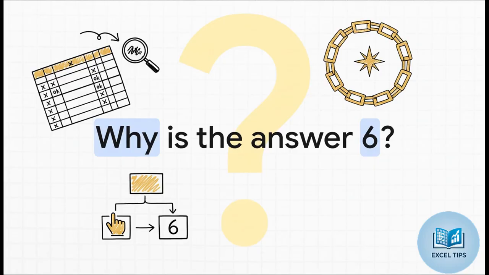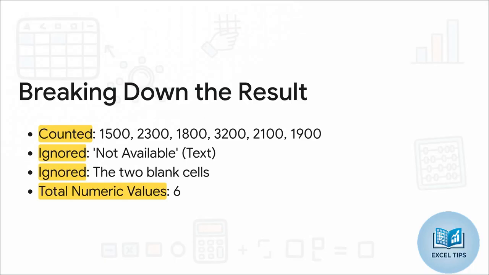So let's break that down. Why did it give us the number 6 specifically? Well, this takes us right back to that golden rule we were just talking about. It's simple. The formula scanned that entire range from A2 to A10. It found the 6 cells that had numbers in them and it tallied them up. It saw the text not available and said, nope, not a number, and ignored it. It saw those 2 empty cells and just skipped right over them. That's how we get our grand total of 6 numeric entries.